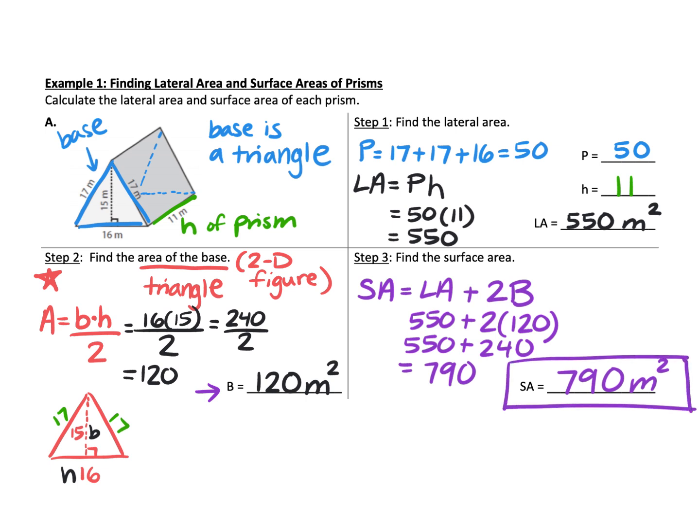So that is the area of the lateral faces plus the area of the base. The lateral area that we calculated in step 1 did not include the two triangular bases. The surface area includes the triangular bases, so your surface area will always be larger than your lateral area.